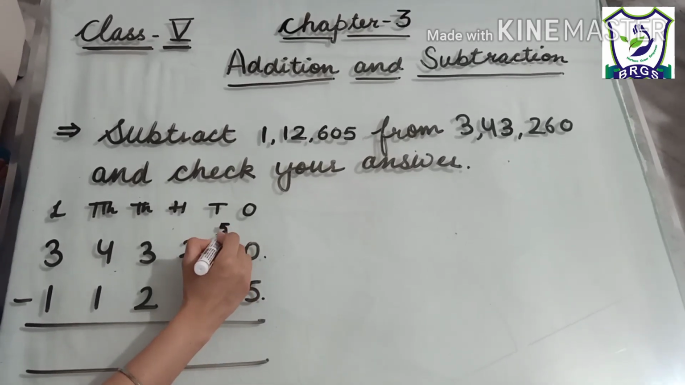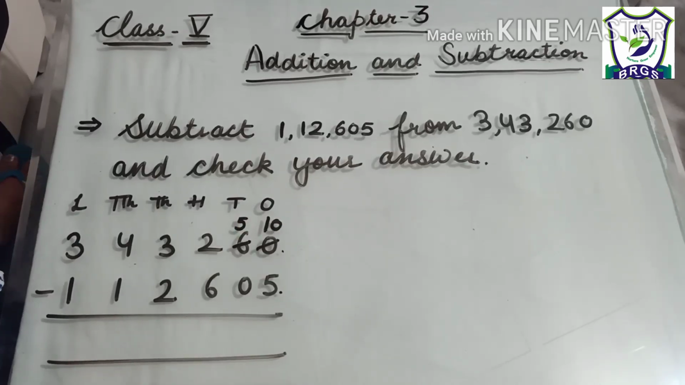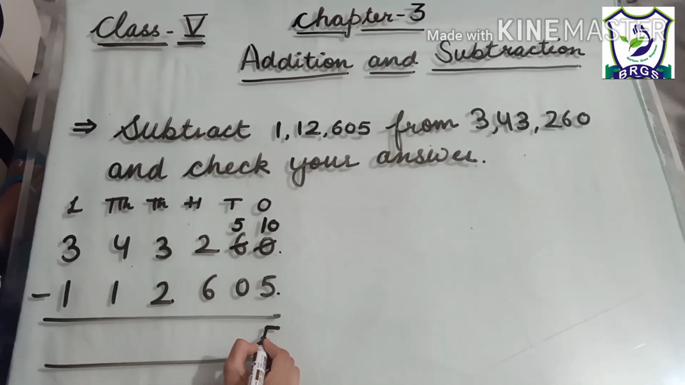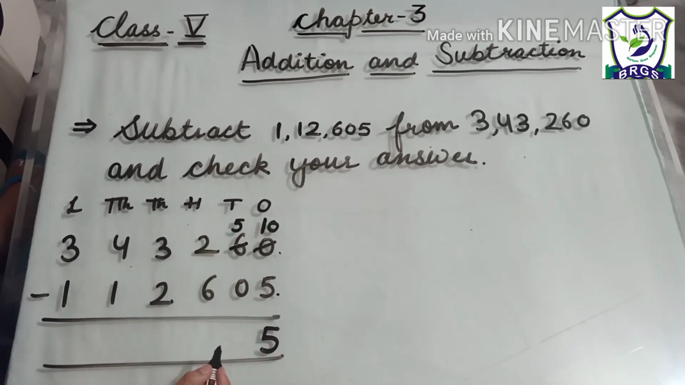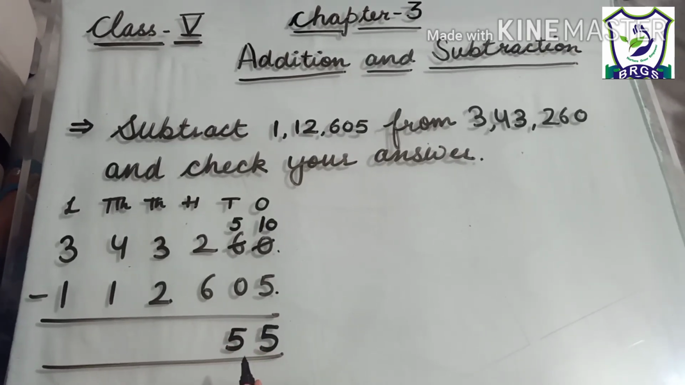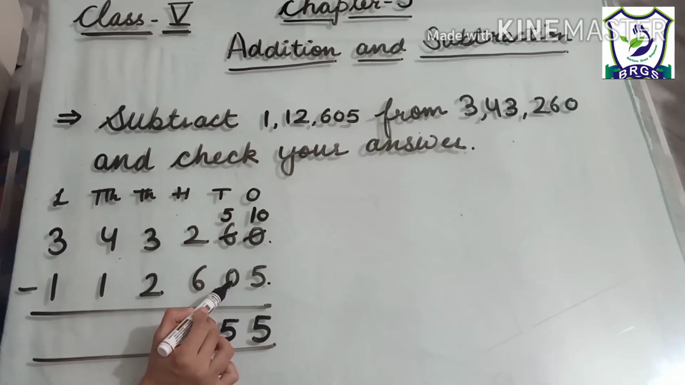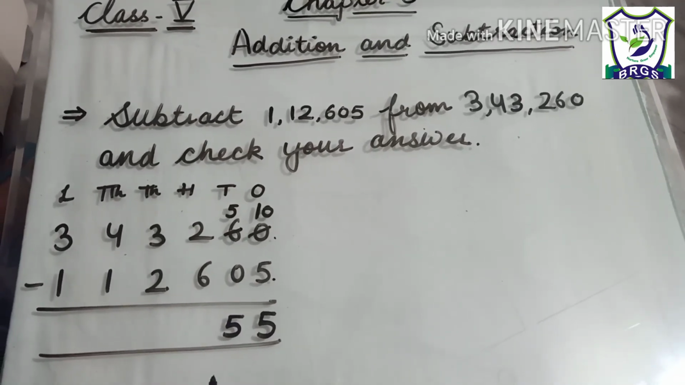So it becomes 5 and it will give one carry to ones, so it becomes 10. So 10 minus 5 will be 5. 5 minus 0, we know that 5, because it's the property of addition and subtraction also, that whenever we add or subtract 0 to any number, we will always get the same number.